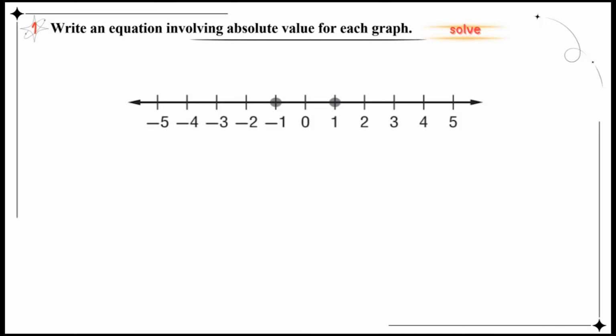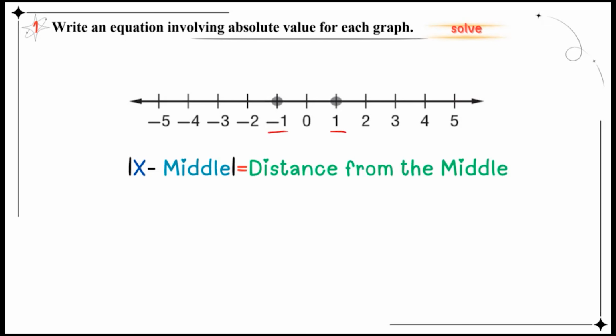Let's solve some exercises here. Write an equation involving absolute value for each graph. You have here a number line and two solutions, negative 1 and 1. First, write the formula. To find the absolute value equation, we need to find the middle first. Where is the middle between 1 and negative 1? 0. This is the middle.